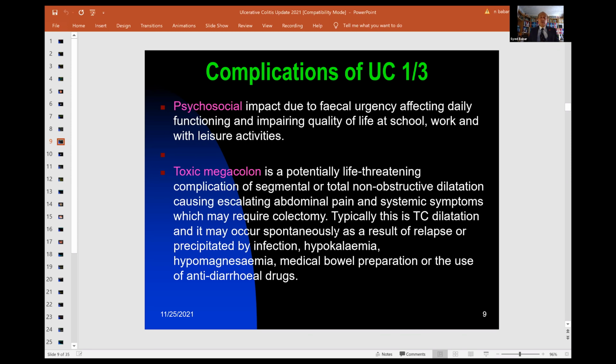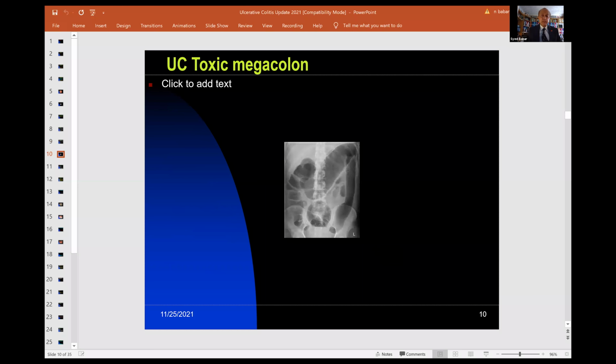Infections, hypokalemia, hypomagnesemia are the consequences, and often one experiences a flare-up or relapse of ulcerative colitis due to bowel preparations which are used for colonoscopy. You can see the toxic megacolon on a plain X-ray of the abdomen. You could supplement this with an ultrasound scan to measure the thickness of the abdominal wall.